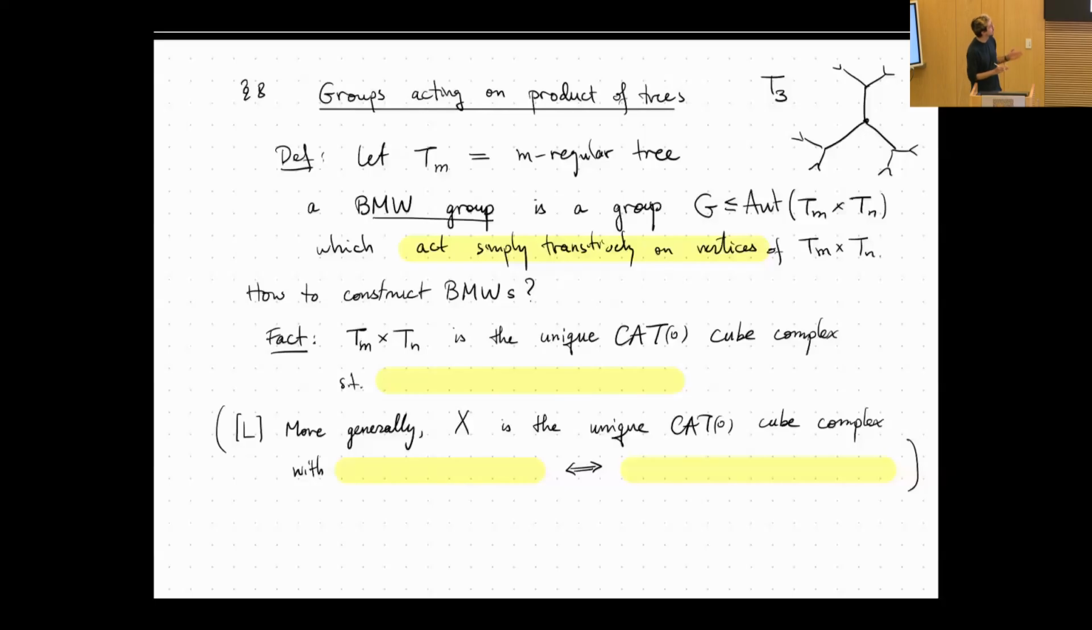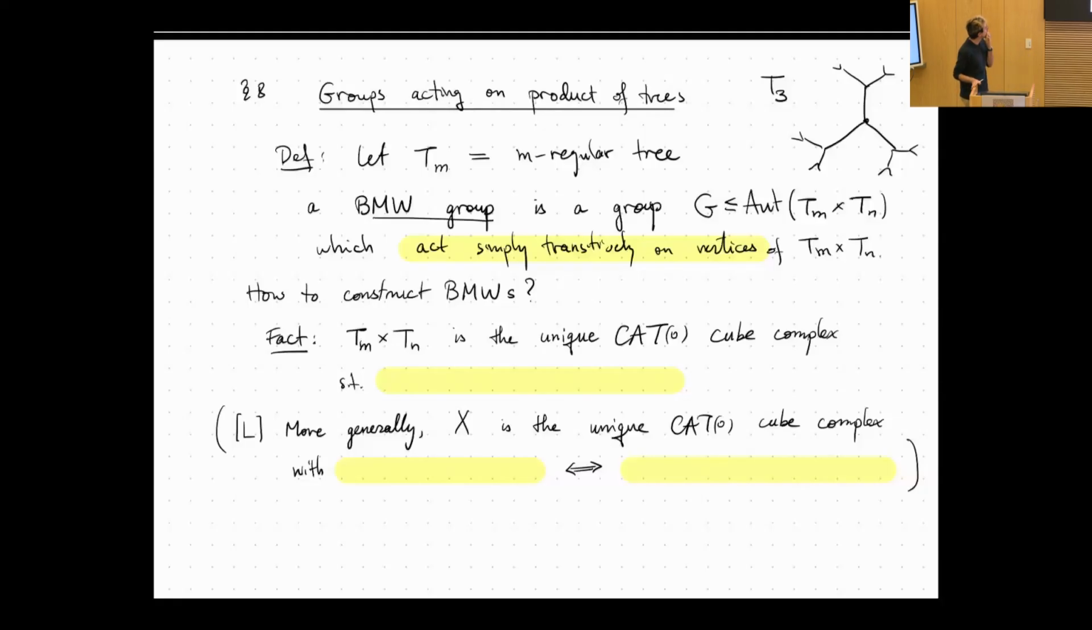And maybe I should say, I'm looking at the automorphism group of the product of two trees. If they have the same regularity, possibly I have an automorphism that reverses that, just to ignore those. They're not there. Okay, so it's really Aut(T_m) times Aut(T_n), if you want. Okay, and acting simply transitively means vertex transitive, okay? So I can take any vertex to any vertex, and simply means that I can do it in a unique way. Okay, so free action, which is transitive.